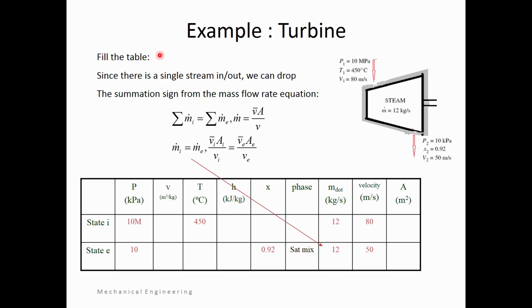We're now trying to fill the table. Since the turbine has a single inlet and a single outlet, we can drop the summation sign for the conservation of mass equation. Thus, the mass flow rate at the inlet and at the outlet will be the same, 12 kilogram per second.